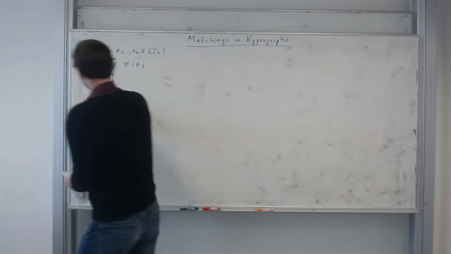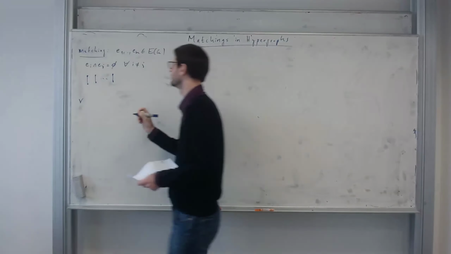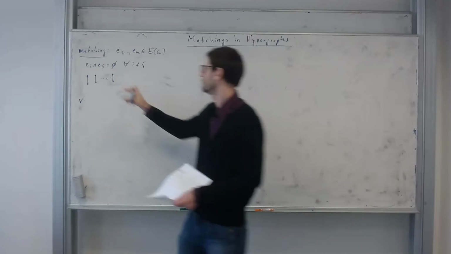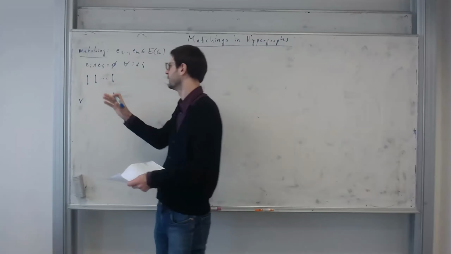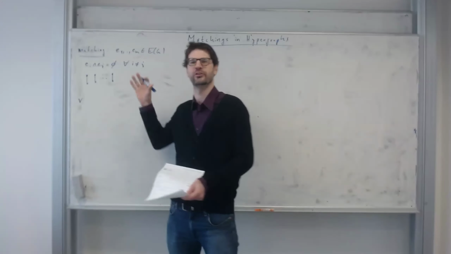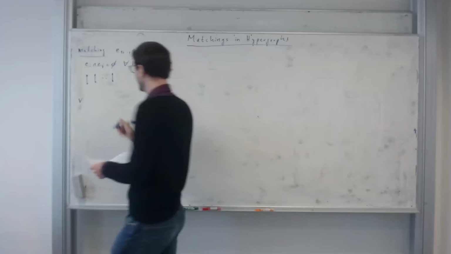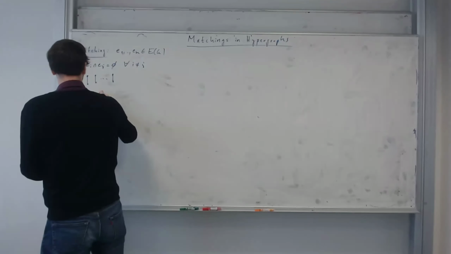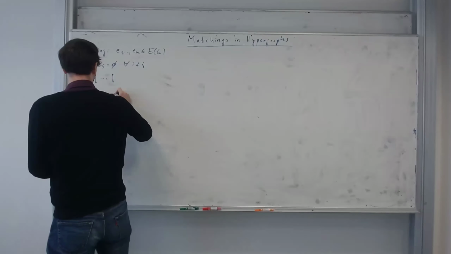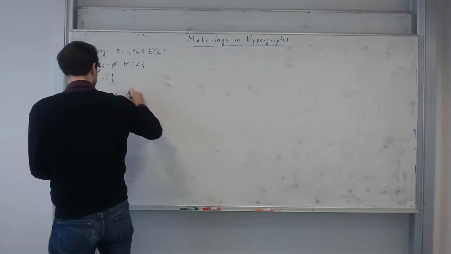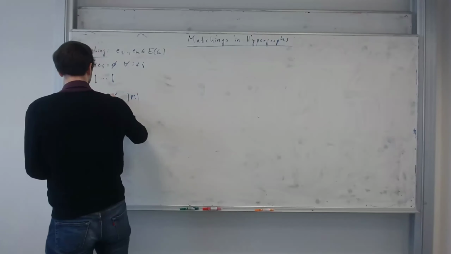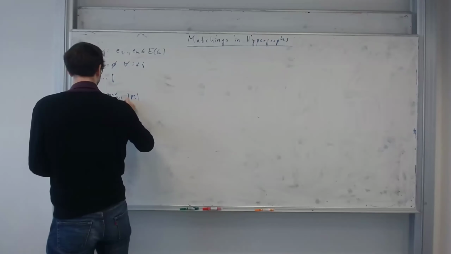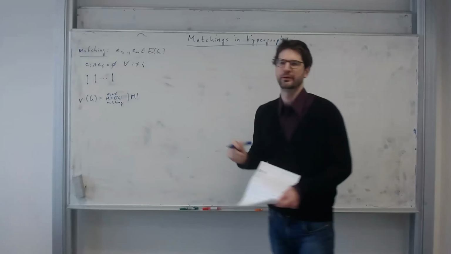And then what will people care about? What is the thing you can do, what you want to maximize? Because you force them to be disjoint, you want to maximize how many you can have, how large this matching can be, how many edges you can have. So this is the matching number, nu of G, and this is then the maximum size of a matching in G. Okay, this is something people analyze.